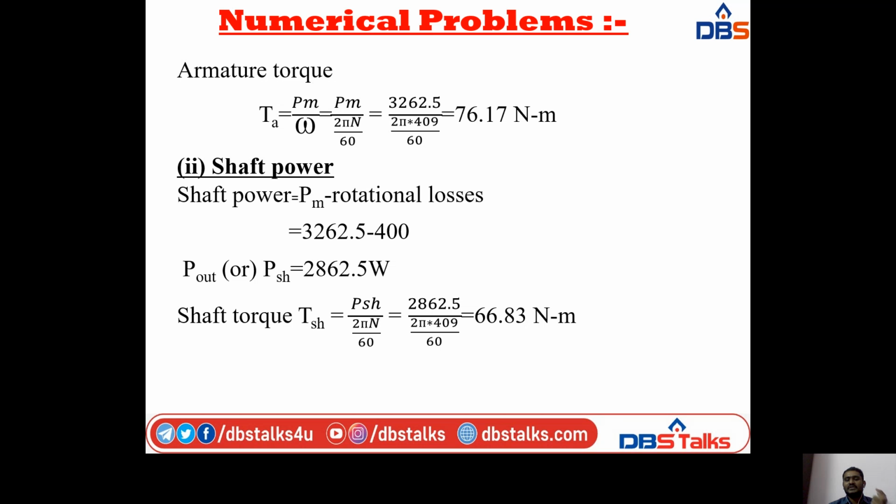Finally we have to calculate the shaft torque. You know the formula: for armature torque we have tau A is equal to Pm by omega. For shaft torque we have PSH by omega, that is equal to PSH by 2 pi N by 60. We already calculated PSH, 2862.5 watts, by 2 pi into 409 by 60. Finally we have the shaft torque value, tau SH is equal to 66.83 Newton meter. So this is the solution for the problem.